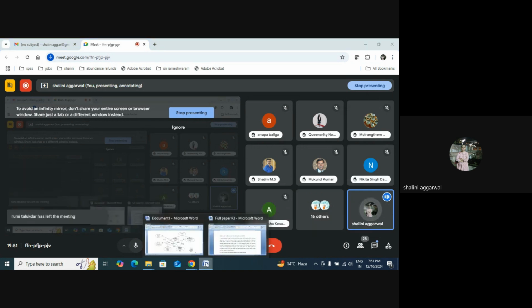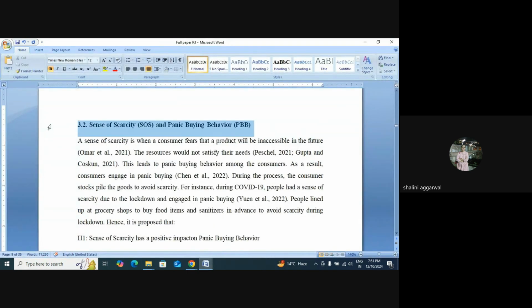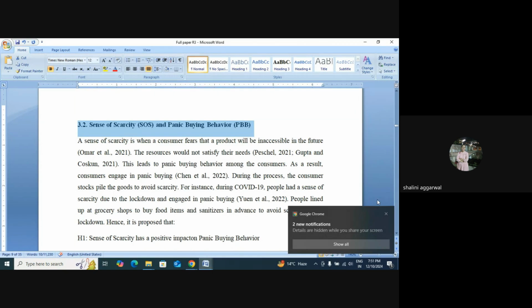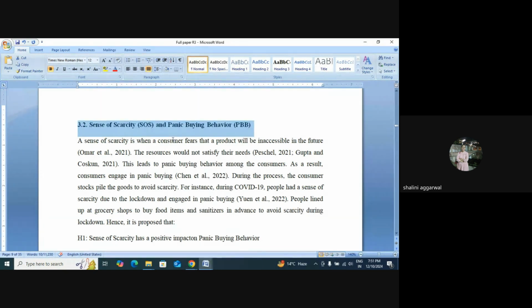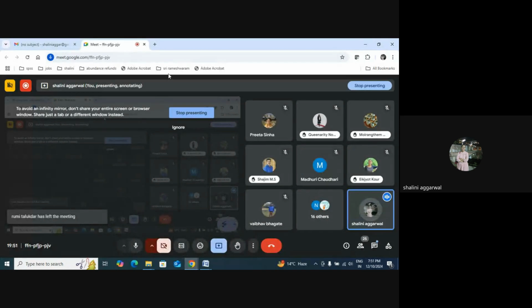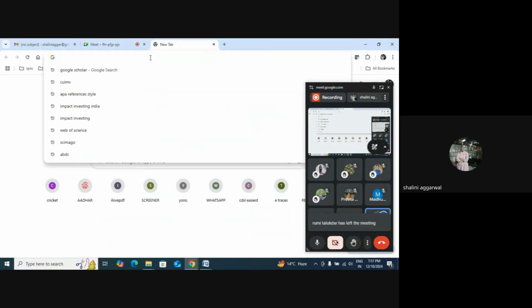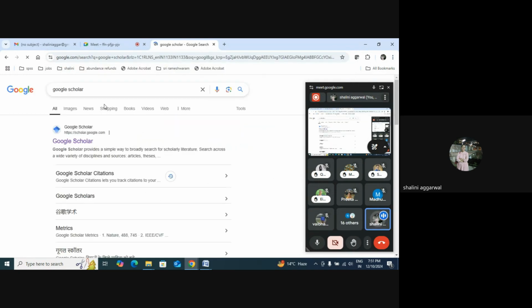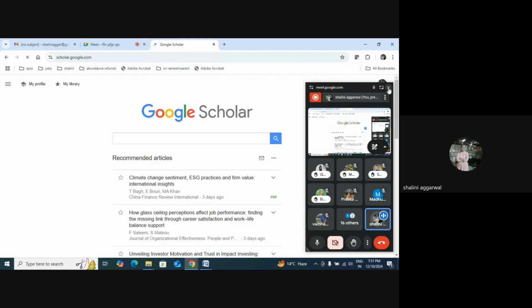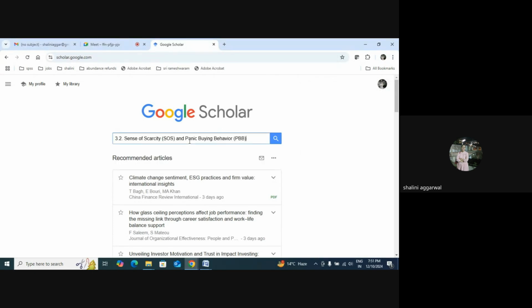Okay. So यहाँ पे मेरा hypothesis development start हो गया. What you have to write is, you have to talk about these two variables, sense of scarcity and panic buying behavior, how they are related. So you have to see the papers that have both the elements. What you will be doing is, you copy this, you go to Google Scholar. You know, Google Scholar is a very good website. So you go to Google Scholar and you type over here both the variables, right?